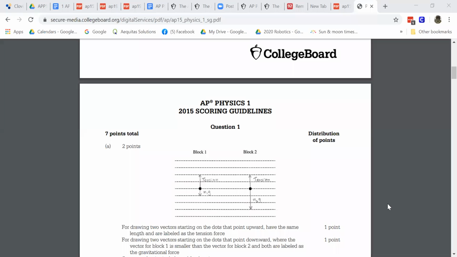Okay, so here's the solution guide. And the magnitudes are a little different, but the quality is the same. So you notice how these two tension forces are equal, but this one is smaller than that, and this one is bigger than that. And that's what they're looking for. And you can see how the points are spread out here.